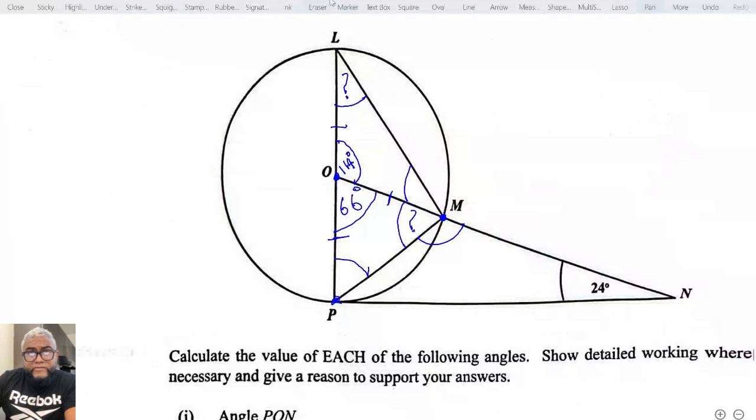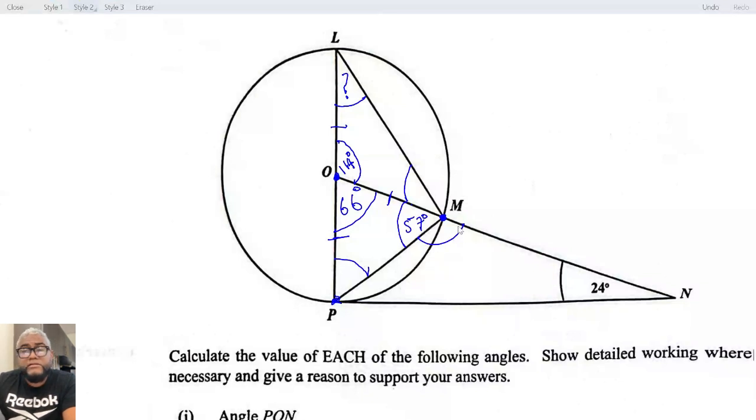Going up here, we found this angle here to be 57, right? So if he has 57 degrees, what will this angle be? What's he working? 180 minus 57, because these two angles are angles at a point on a straight line, which add up to 180. So we go back down.